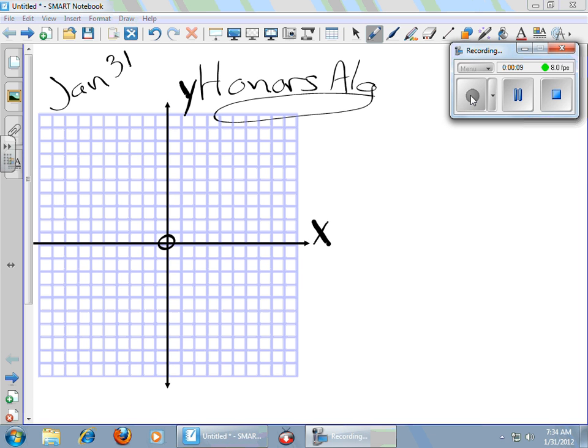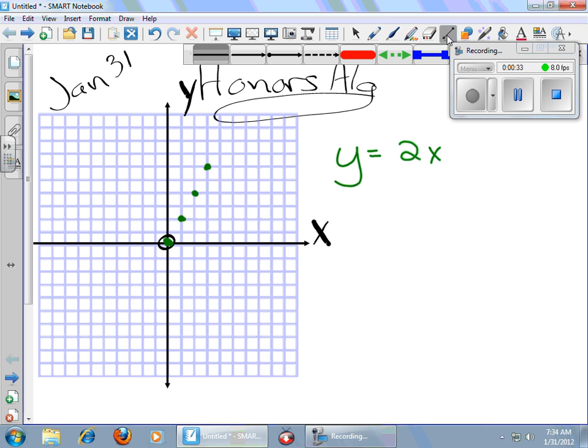But before we do so, let's remember how to graph a linear function, something that looks like this. The first thing I would do would be to find the y-intercept, which would be 0 in this case. And my slope would be 2 over 1, so I'd rise 2, run 1, rise 2, run 1, rise 2, run 1. That looks pretty good, and then I would draw my line, right?